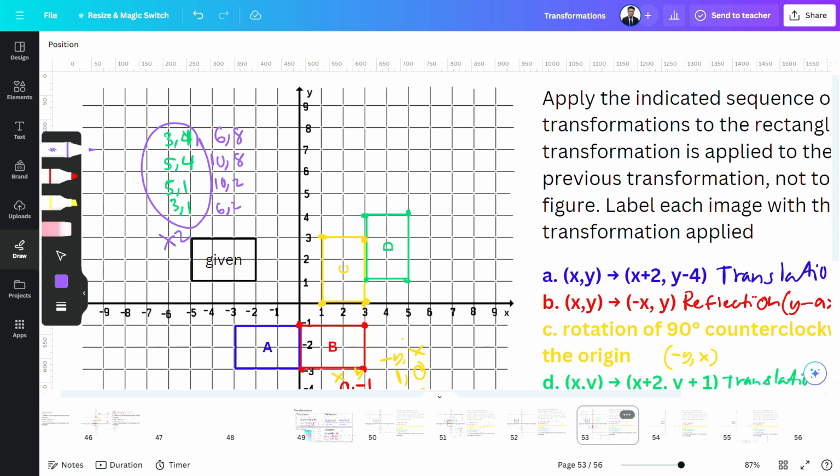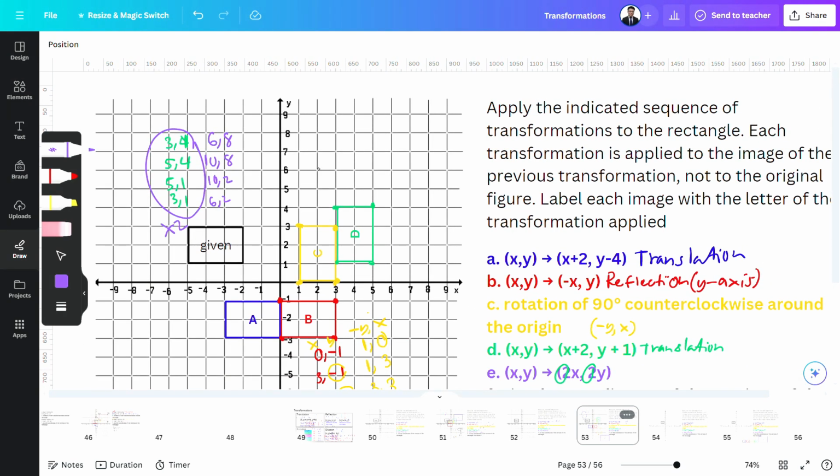So our new coordinates will be what? First is 6 comma 8. Where is 6 comma 8? 6, and then comma, where's 8? 6 comma 8 is here.